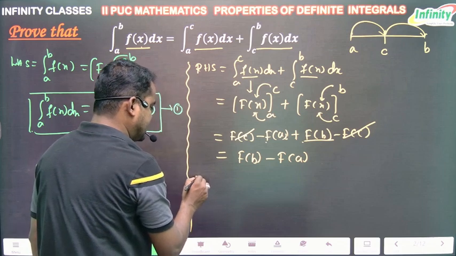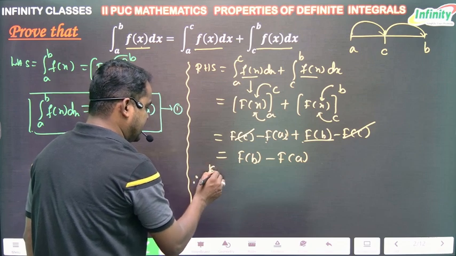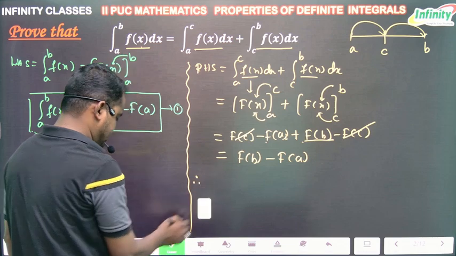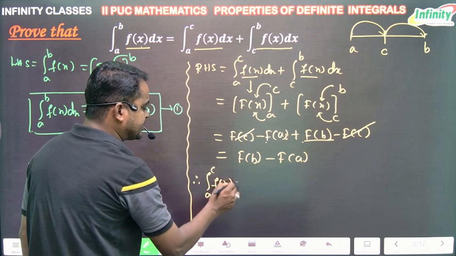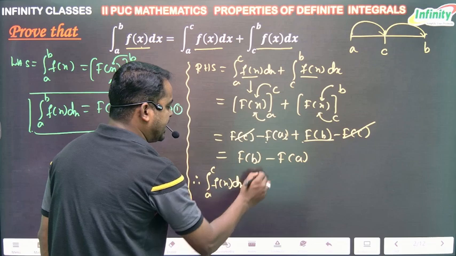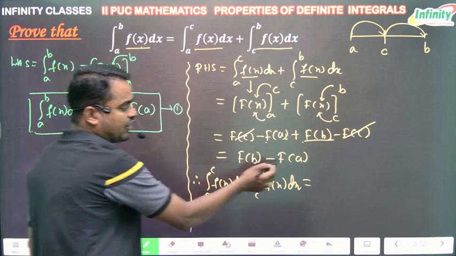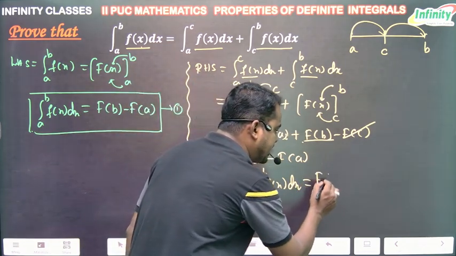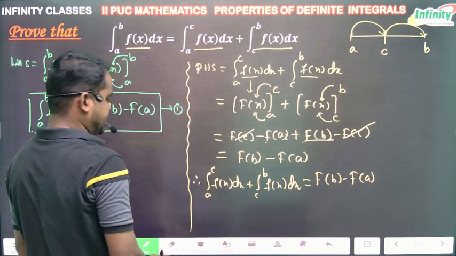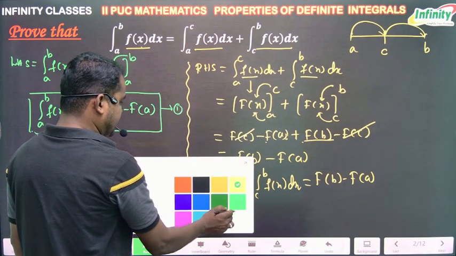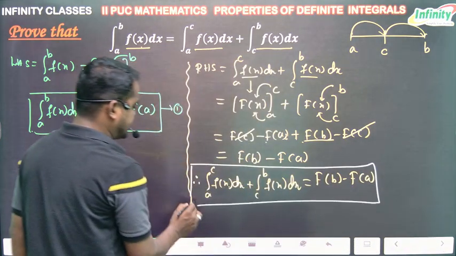Therefore, integration of a to c f of x dx plus c to b f of x dx is equal to what we get here, f of b minus f of a. That is f of b minus f of a. That is our RHS part. So we will call this equation 2.